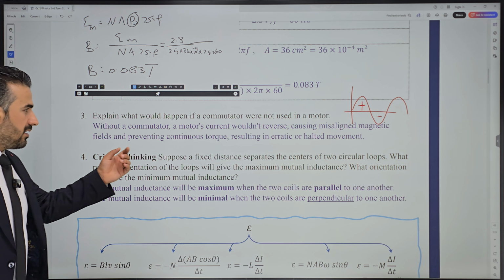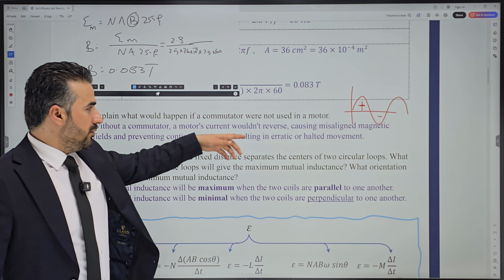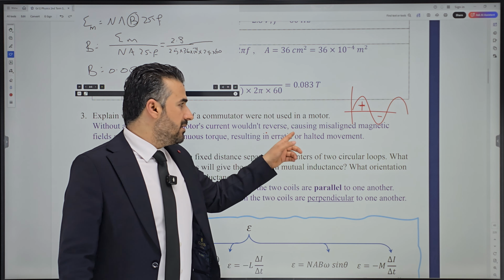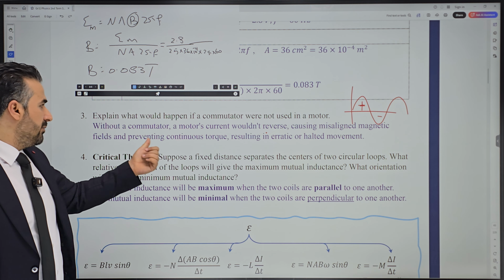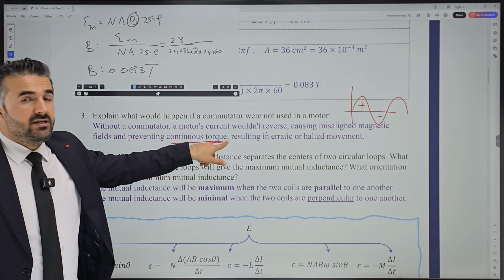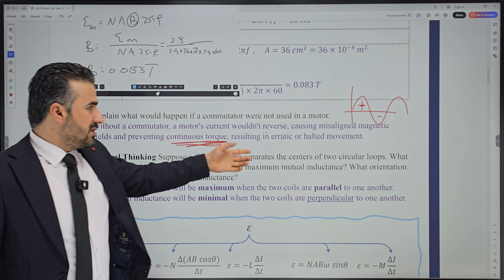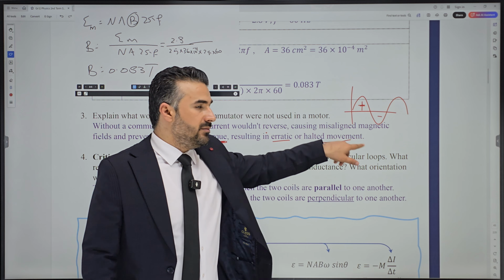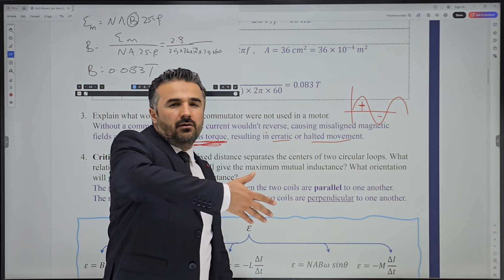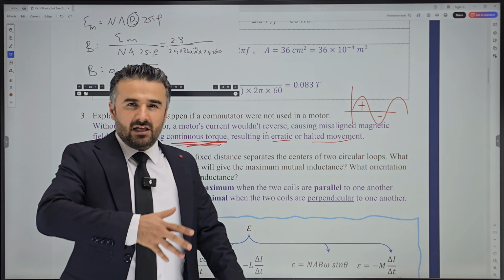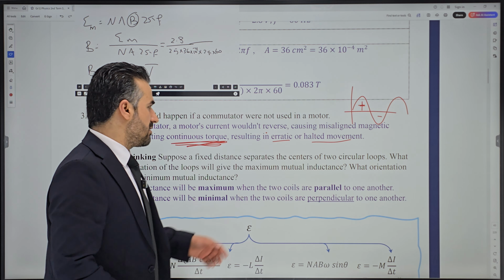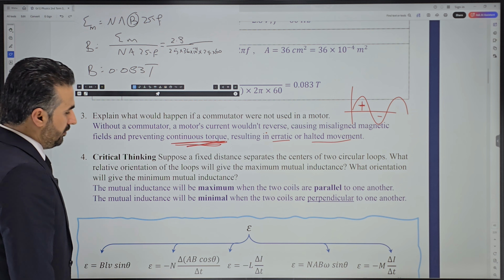Once again, without a commutator, a motor's current wouldn't be reversed, causing a misaligned magnetic field and preventing continuous torque and continuous rotation, resulting in erratic or halted movement, like a shaky, almost vibration movement. When something moves back and forth really quickly, it becomes sort of like a vibration. That is what erratic or halted movement means here.